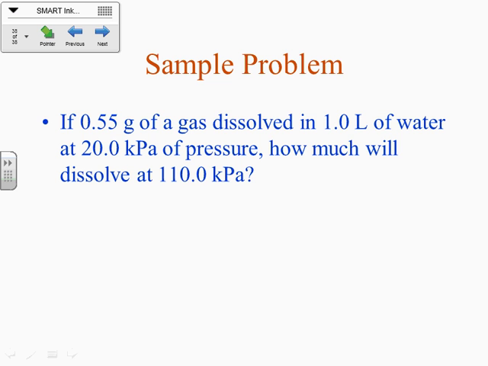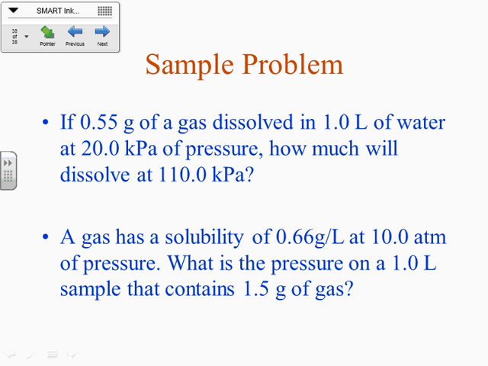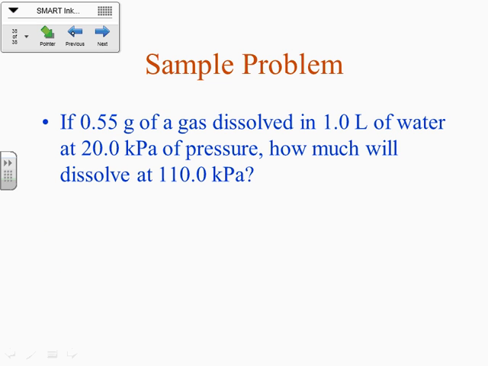0.55 grams of a gas dissolved in 1 liter of water at 20 kilopascals of pressure. How much will dissolve at 110.0? And then actually, let me look at the other problem here. I don't know what it is. Okay, we'll work our way through these then.